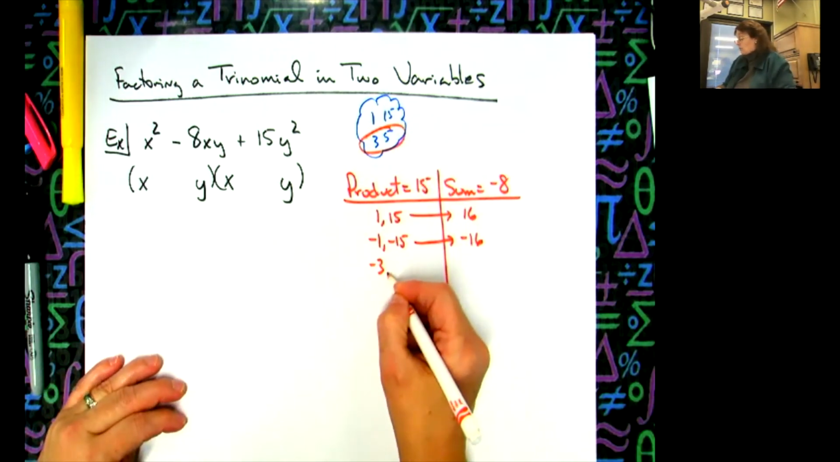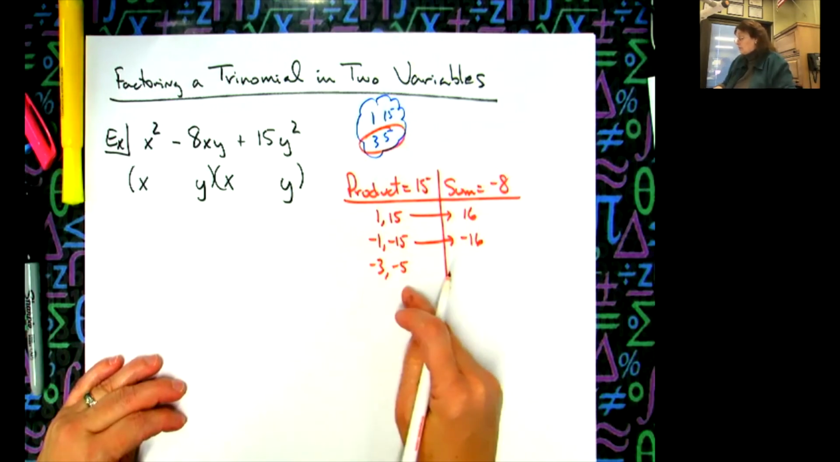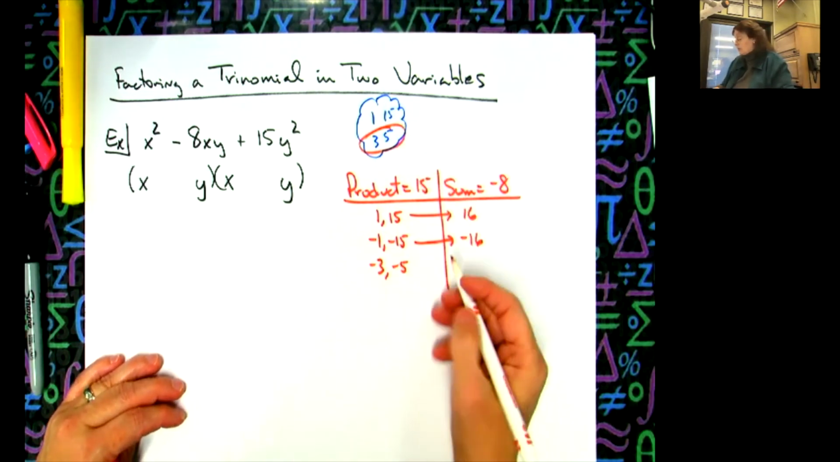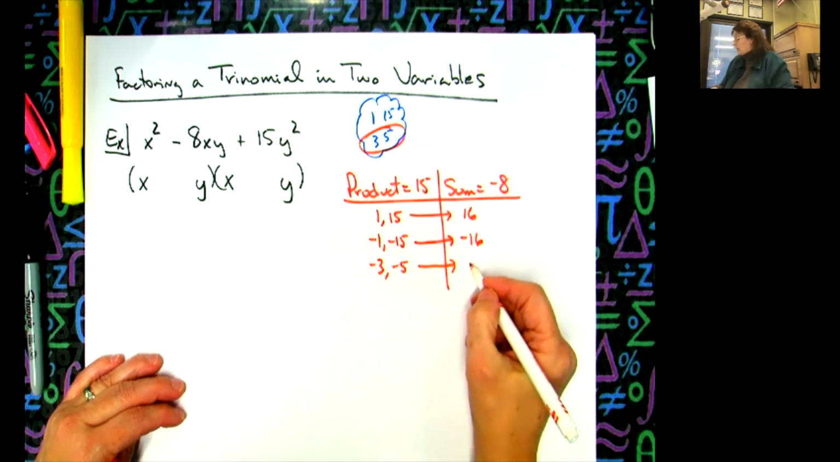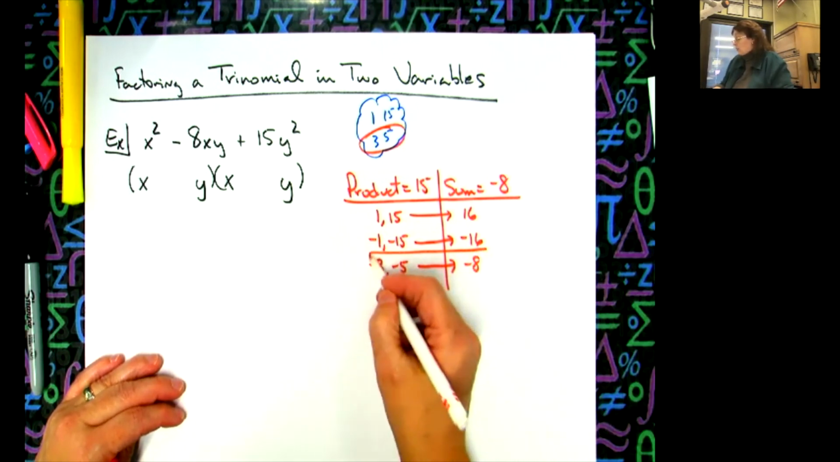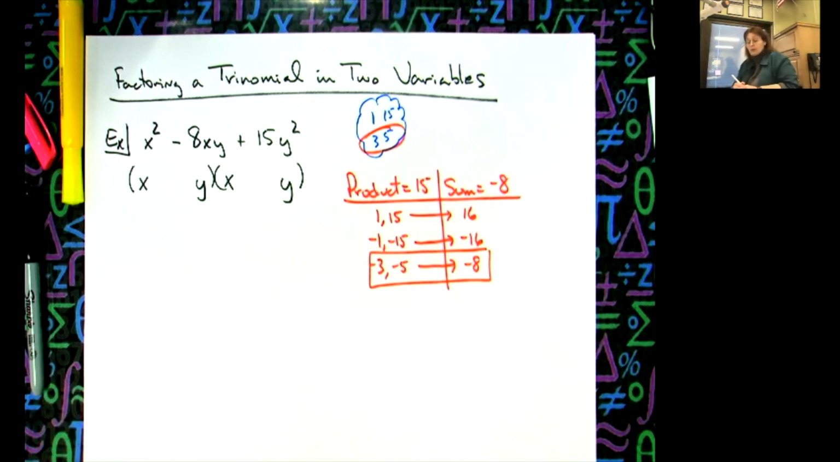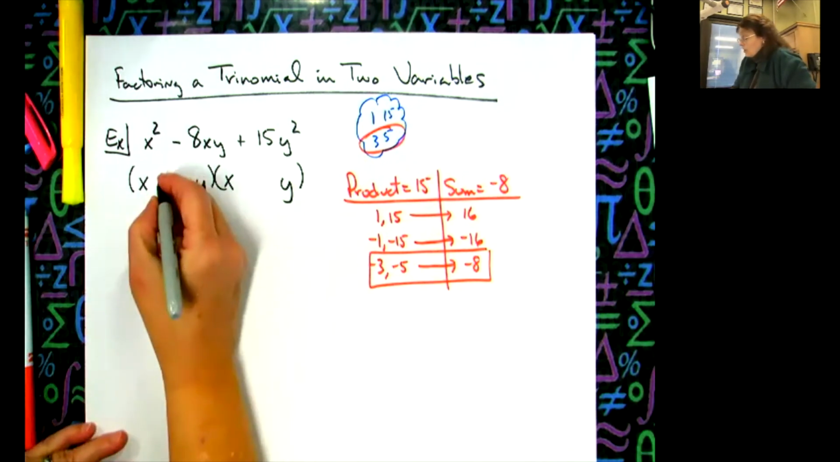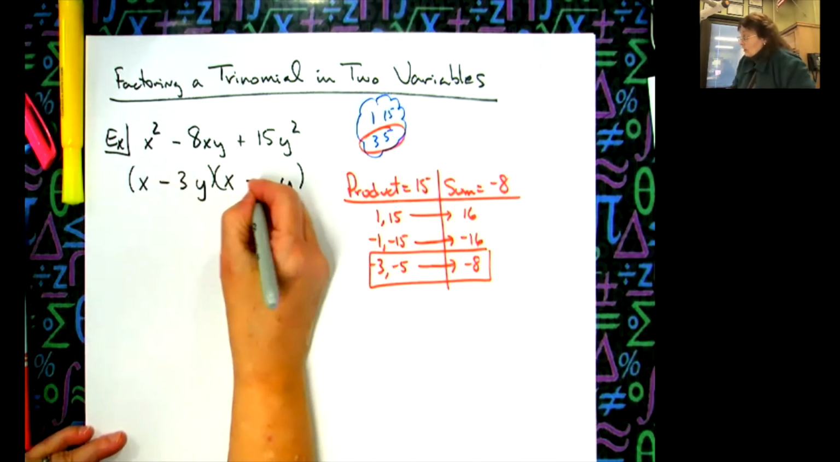A negative 3 times a negative 5. Negative times negative there is going to give me that positive 15. When I add them, I get the negative 8, which is what I want, which tells me both of those have to be negative. So negative 3 and negative 5.